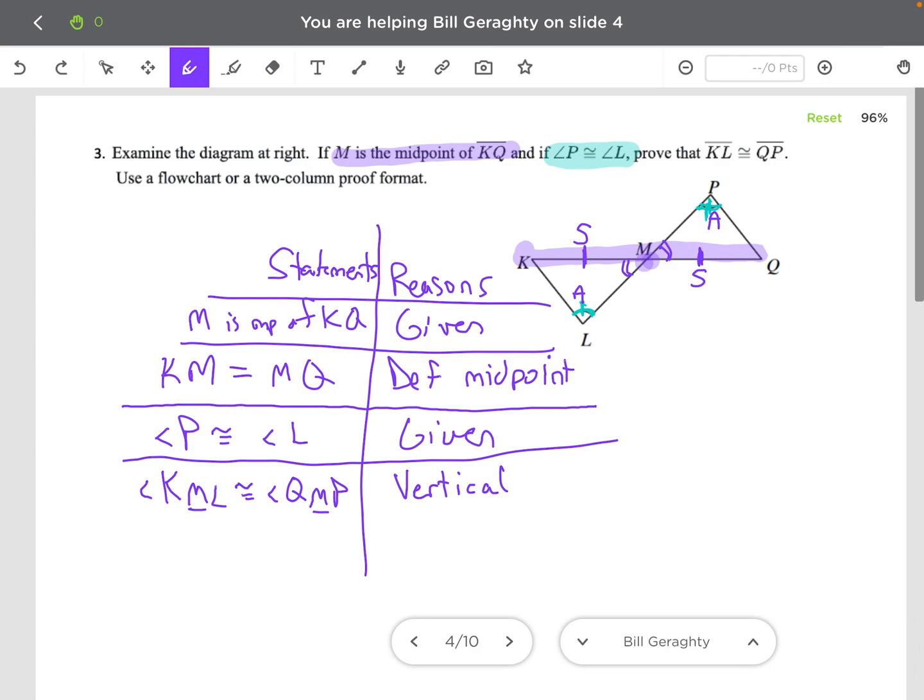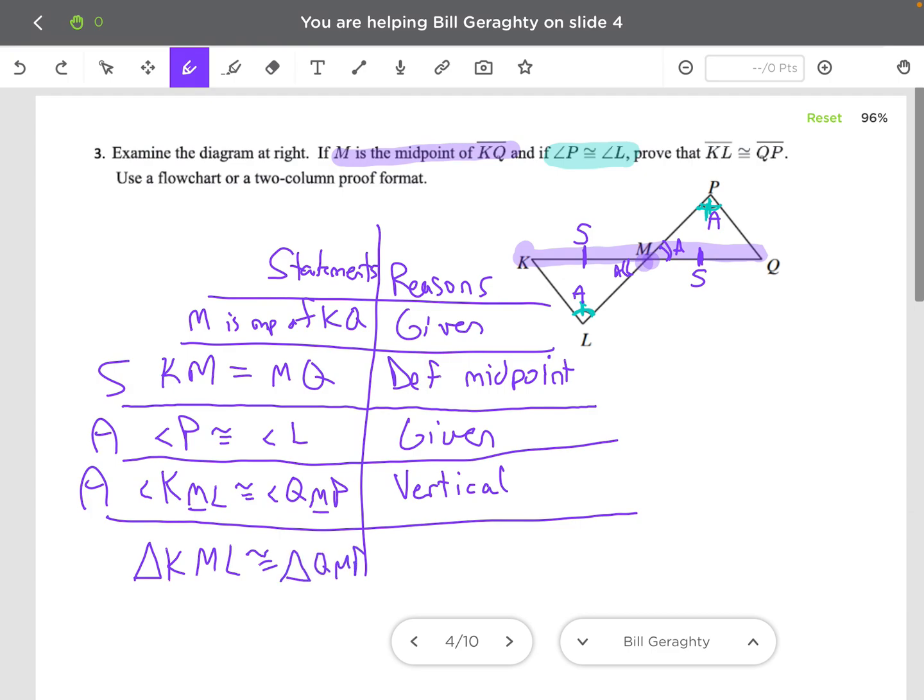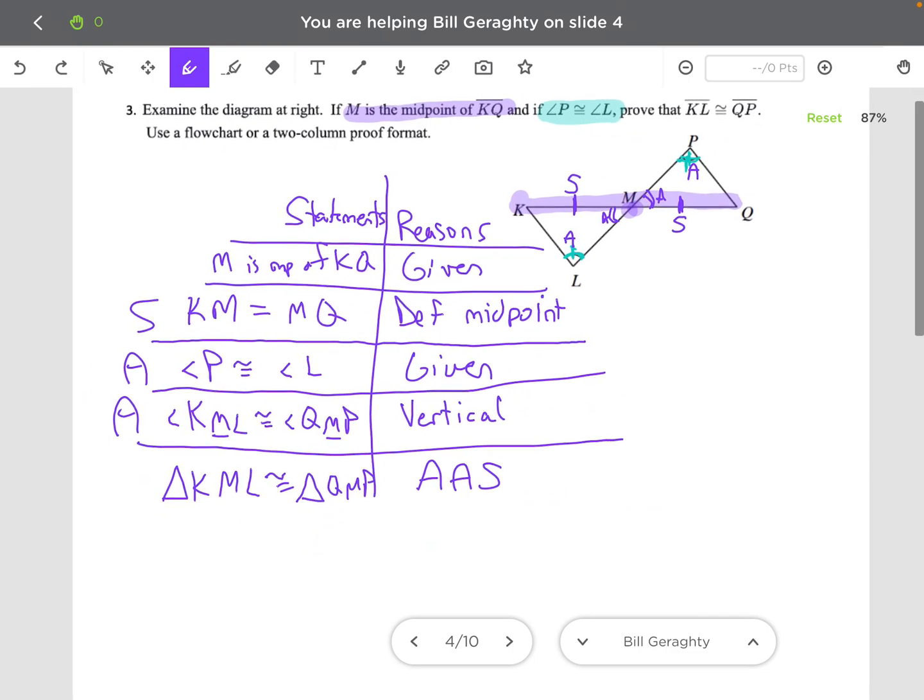Vertical angles are always equal to each other. And what we have now is 3 pieces of information. I have this angle, and that side. So I can officially say triangle, the whole triangle KML is equal to the whole triangle QMP, and that is by angle, angle, side. You can see that above.